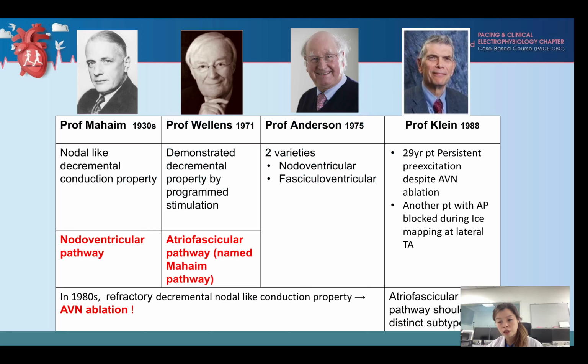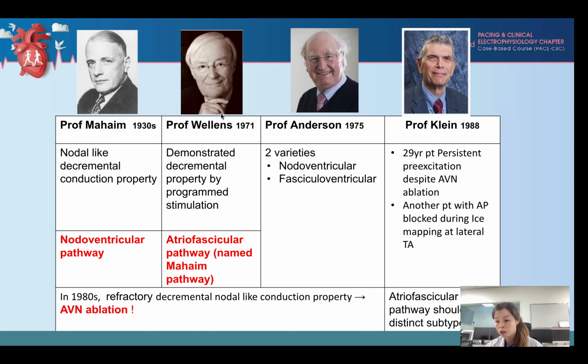In the late 1930s, Professor Mahaim first reported accessory pathway with nodal-like decremental conduction property. He suggested that for some accessory pathways, there were connections from AV node to RV. At that time, all decremental accessory pathways were considered as Mahaim pathways. But actually, what he described should be nodal ventricular pathway.